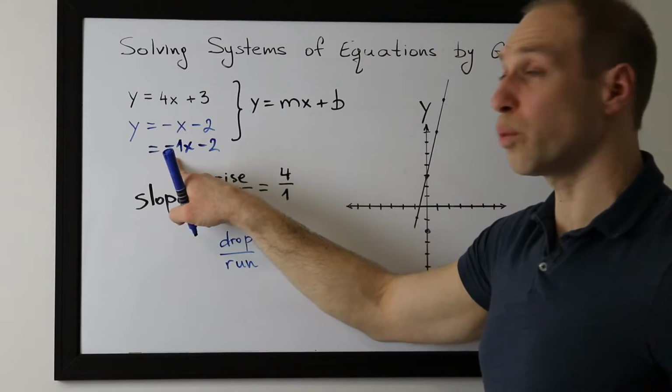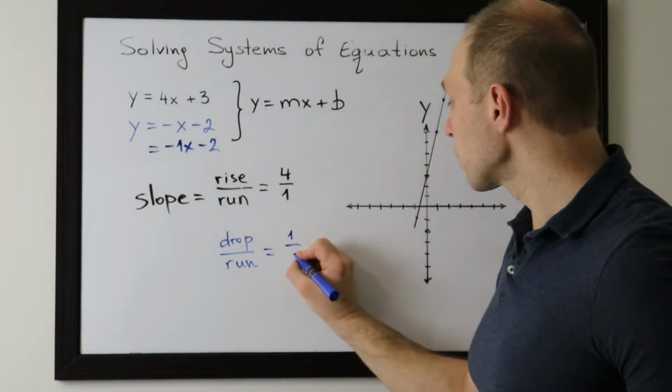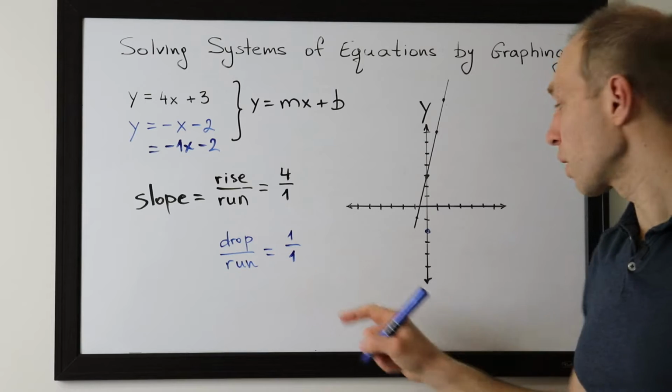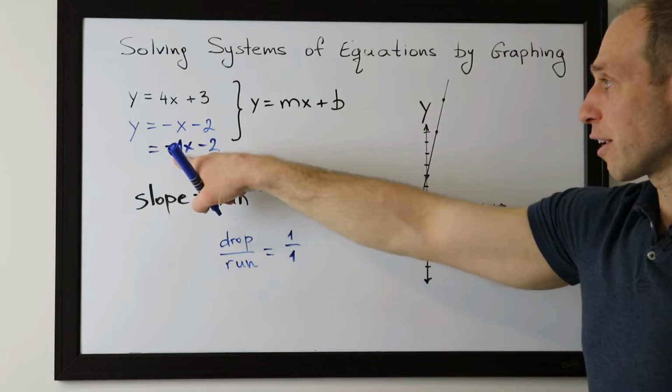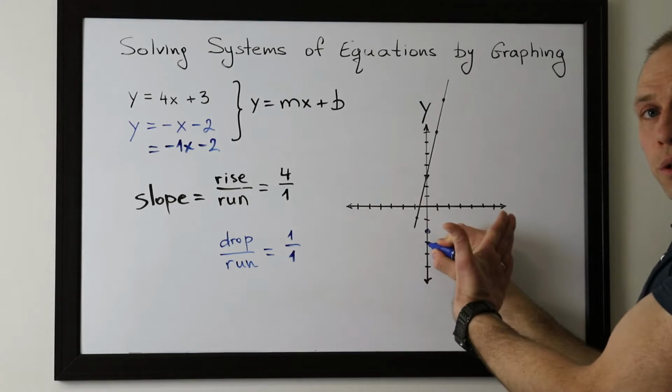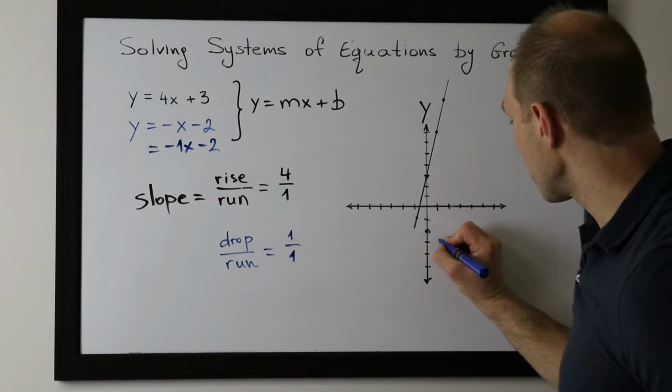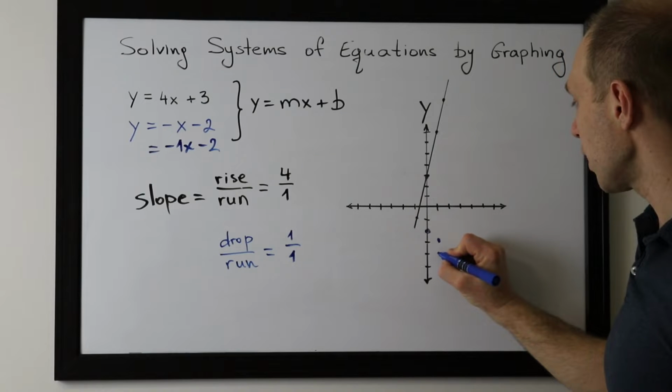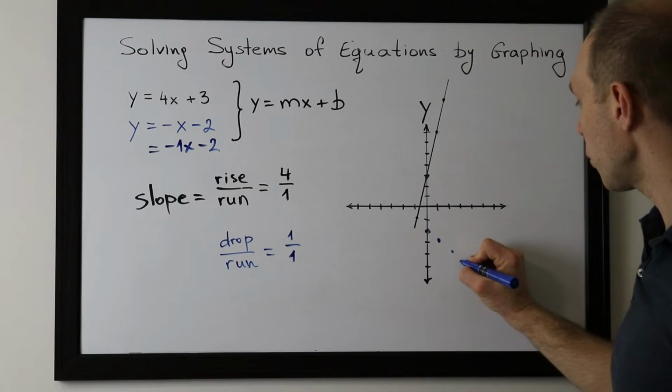And if you were to write 1 as a fraction, it would appear as 1/1. So drop represents a negative number. We're going to drop by 1. And the run is always towards the right. So we'll go down 1 over 1, down 1 over 1, down 1 over 1.